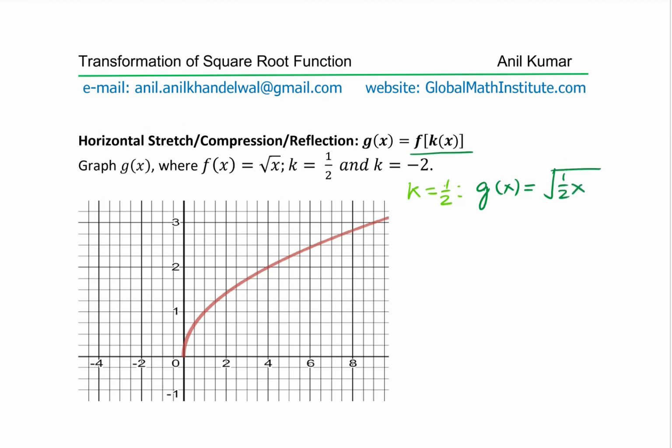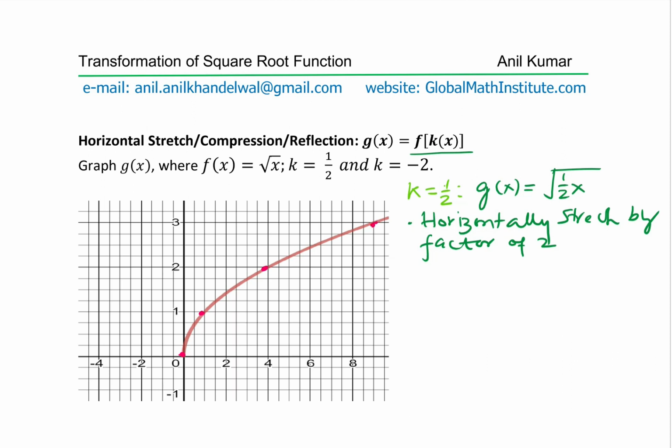Now that really means that the graph is being horizontally stretched by a factor of 2. So that really means if I identify my original points, which are 0, 0, 1, 1, at 4 we have 2, and at 9 we have 3. So these are my critical points.